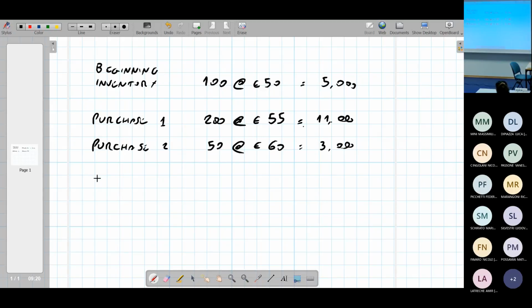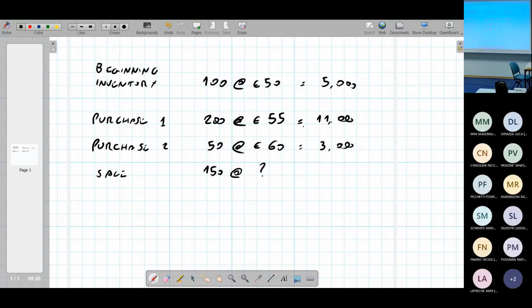Now, let's assume that we have a sale. Now we sell 100 units. No, let's say 150 units. This is the number of units we sell.